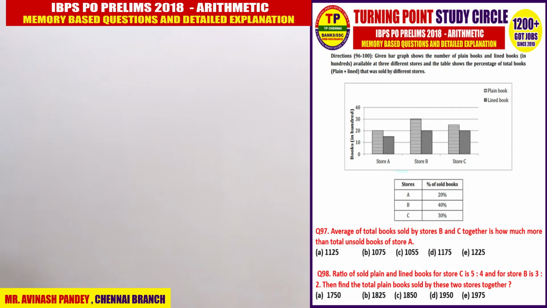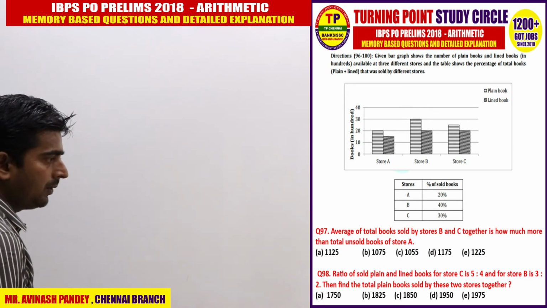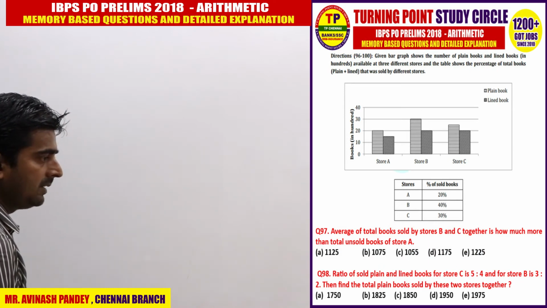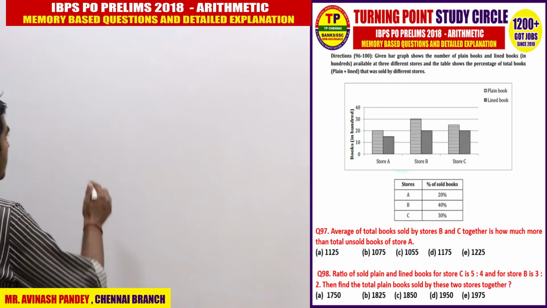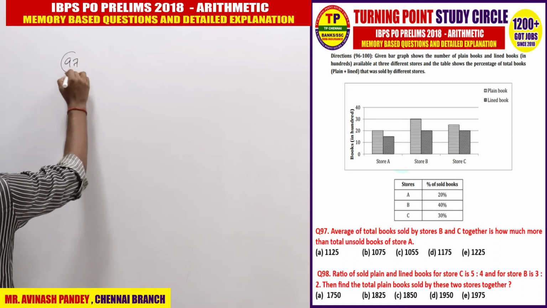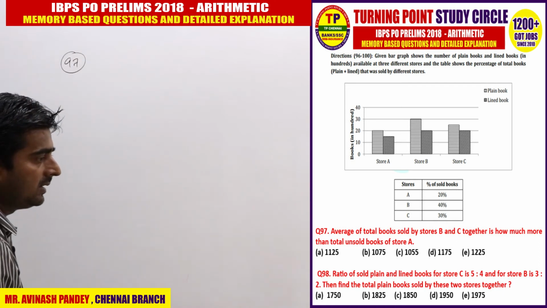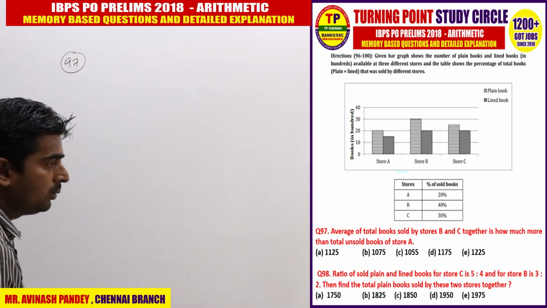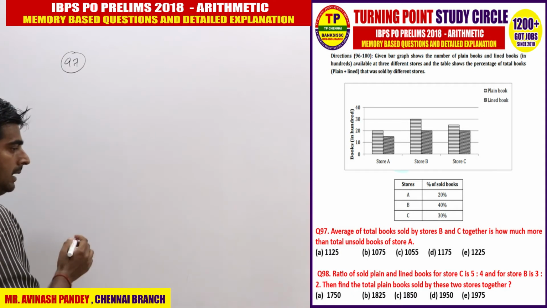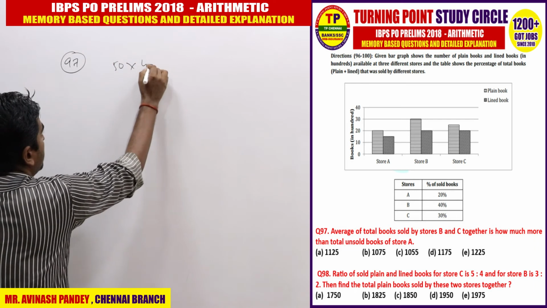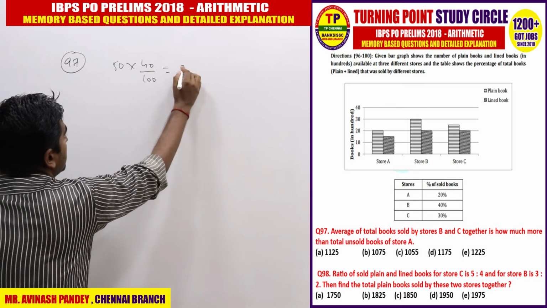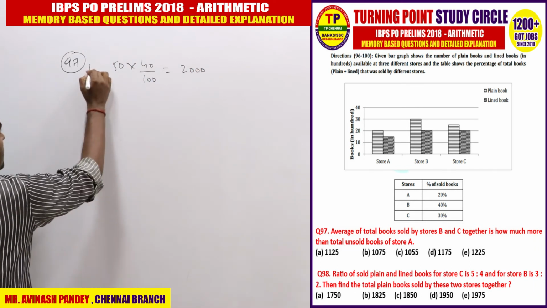So we will see the second question, what they have asked here. The average of total books sold by store B and C together is how much more than the total unsold books of store A? So they are asking about stores A, B and C. For B, what is the value? Total books are 30 plus 20, 50, and the percentage value is 40%. So 50 into 40%, this is 2000 in units of 100. This is the value of B.